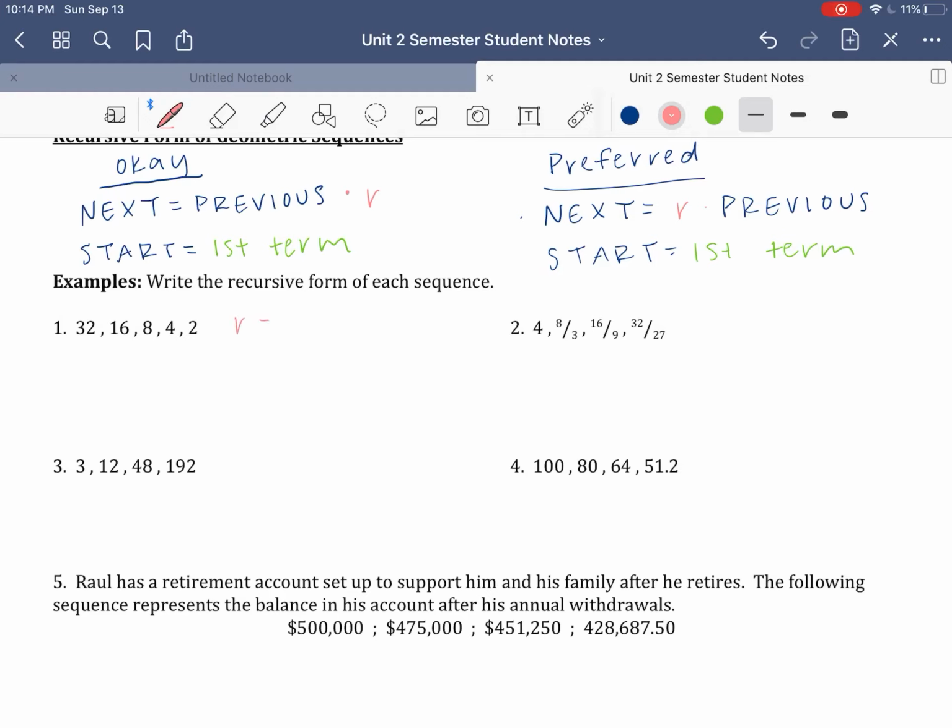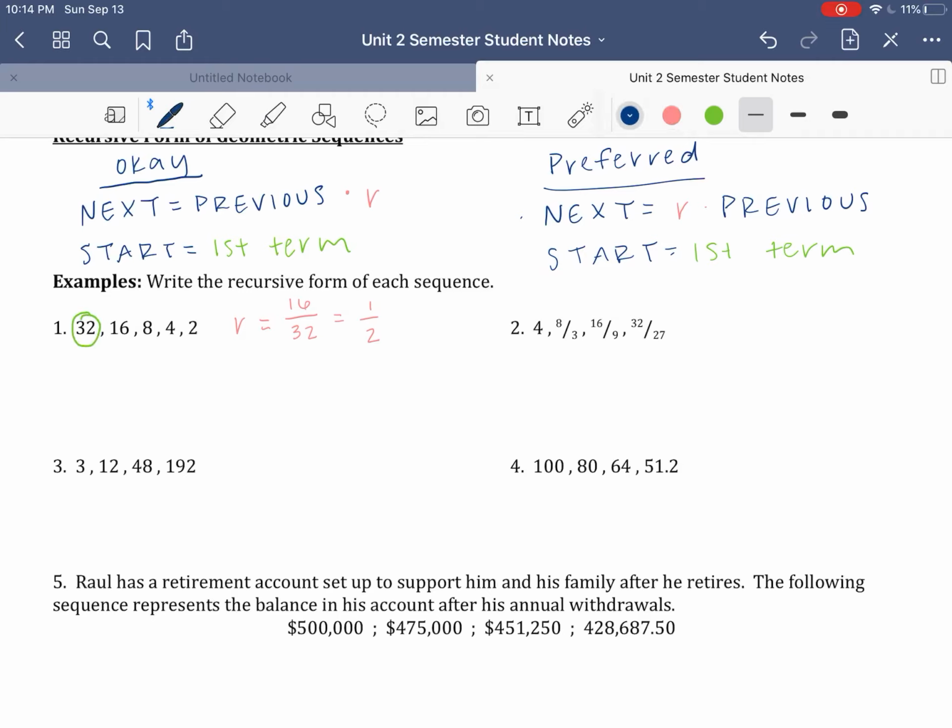To find the ratio, we can do the second number divided by the first number, 16 over 32. You are welcome to use a calculator if the decimal works out nicely. A lot of times we will see fractions with these though, so we'll do this one as a fraction. 16 over 32 simplifies to 1/2. So multiplying by 1/2 is the same as dividing by 2. And then of course our start number is going to be 32.